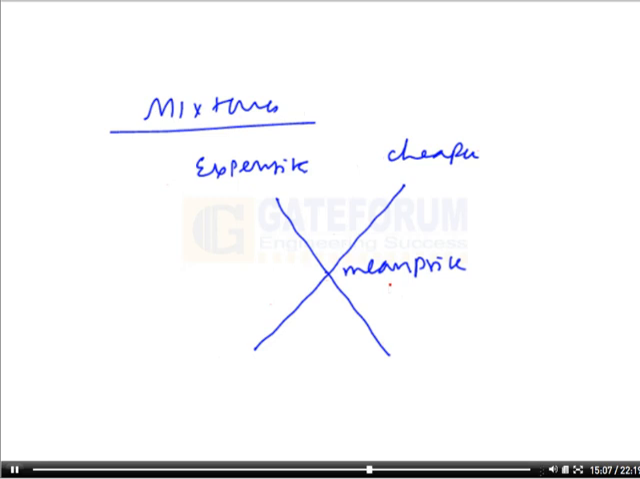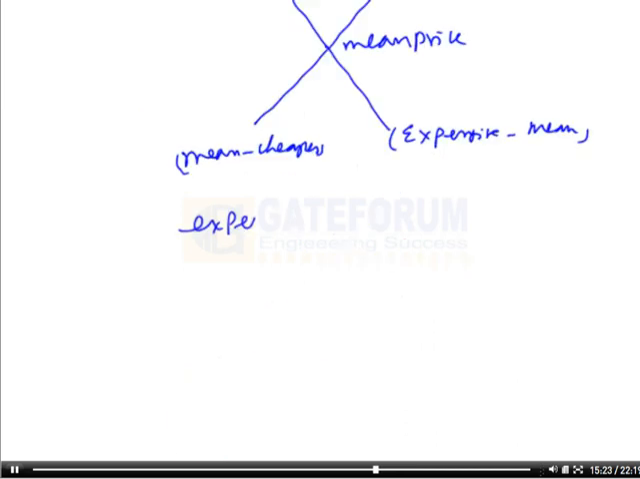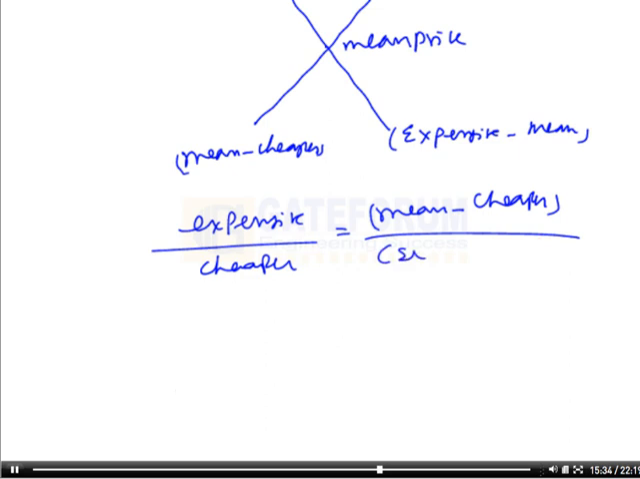The mean price will be more than the cheaper but less than the expensive. So on this line, we take the positive difference, which means expensive minus mean price. And on the other line, it is the mean price minus cheaper. So, if you want the ratio of expensive variety to the cheaper variety, it is got by taking the difference of mean and cheaper above, divided by expensive minus mean.